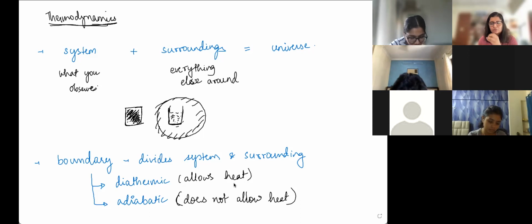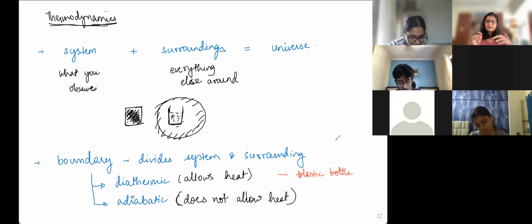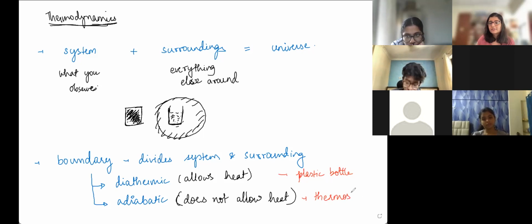So you can think of it as if I'm taking a random plastic bottle. Depending on the environment's temperature, if I put cold water in it, heat is going to enter the bottle, and then the water inside is going to get warmer. So plastic bottles allow heat. That's a diathermic boundary. But if I take a thermos flask and put some hot coffee in it, the thermos flask does not allow any heat to pass through. Hot substances remain hot. So that would be an adiabatic boundary.